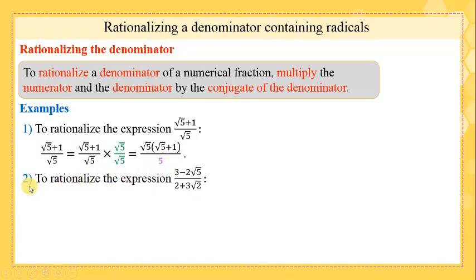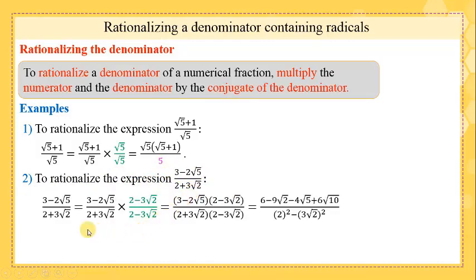Number 2. To rationalize the expression 3 minus 2 radical 5 over 2 plus 3 radical 2. Here we multiply the numerator and the denominator by the conjugate of the denominator. So what is the conjugate of 2 plus 3 radical 2? It is 2 minus 3 radical 2. So we multiply in the numerator by 2 minus 3 radical 2 and in the denominator by 2 minus 3 radical 2. We get 6 minus 9 radical 2 minus 4 radical 5 plus 6 radical 10.